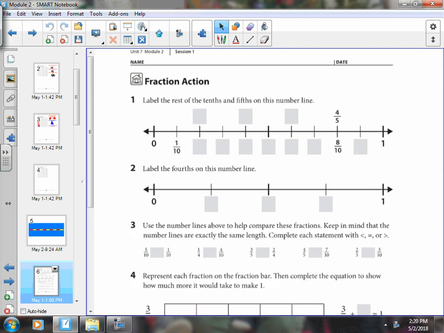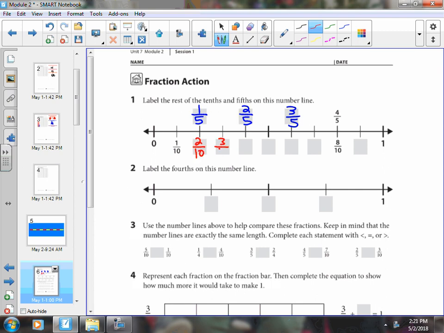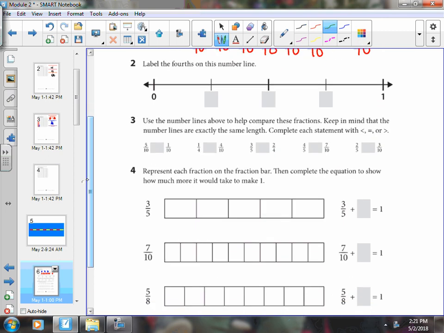Label the rest of the tenths and fifths on the number line. And you'll see that some of them are equivalent fractions, like 6/10 is the same thing as 3/5. Label the fourths on the number line.